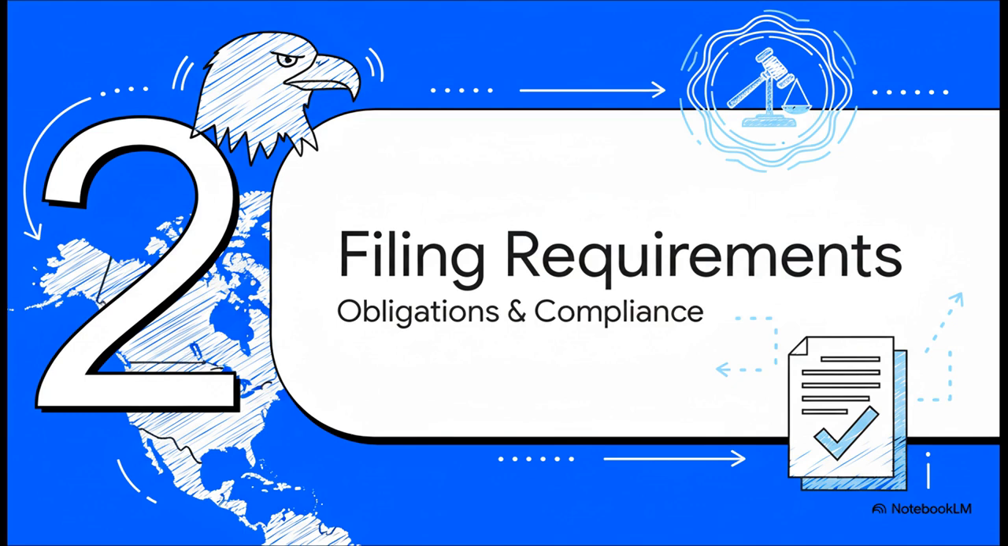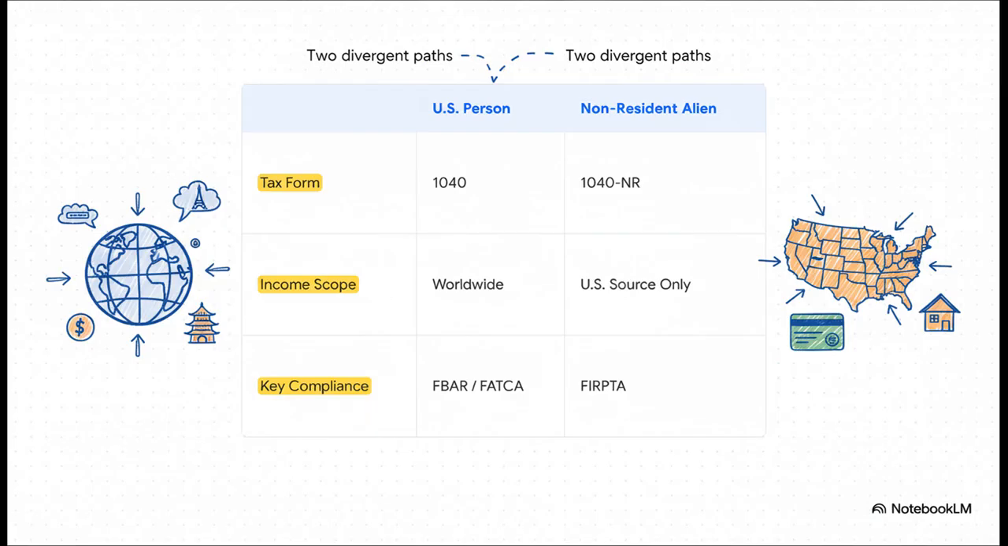What happens next? That brings us right to our second section, your core filing requirements. Because as soon as that status is established, a whole new world of rules and regulations kicks in. Think of this as a major fork in the road. Your tax life goes down one of 2 completely different paths.